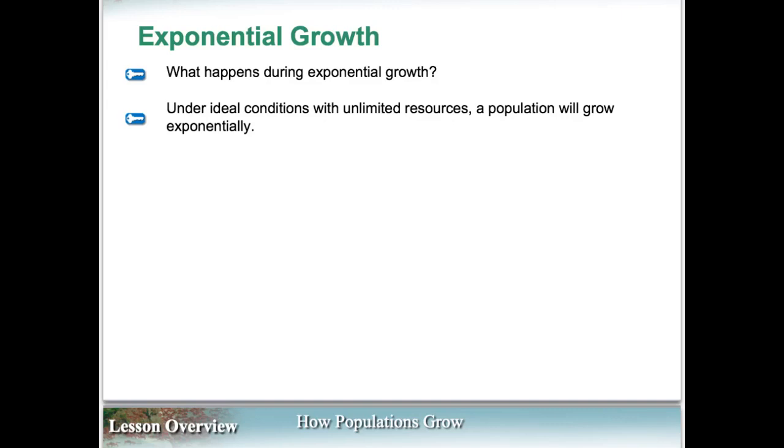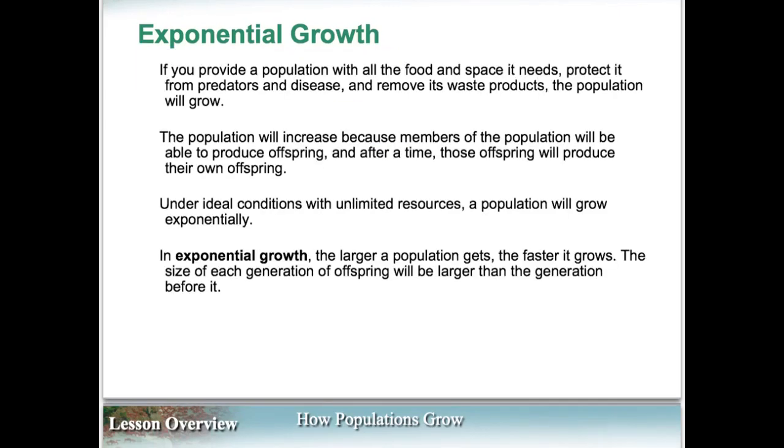One type of growth to discuss is exponential growth. So we're going to learn about what happens during exponential growth. And under ideal conditions with unlimited resources, a population can grow exponentially. If you provide a population with all the food and space it needs, if you protect it from predators and disease, and remove its waste products, the population will grow. The population will increase because the members are able to produce offspring. And after a time, those offspring will then produce their own offspring.